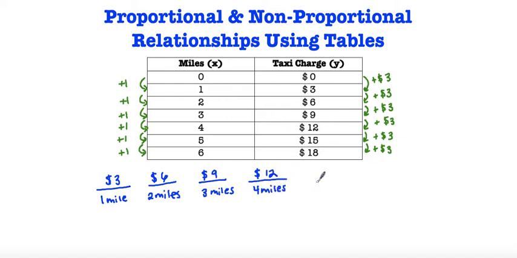For 4 miles, we're paying $12. For 5 miles, we're paying $15. And for 6 miles, we're paying $18.